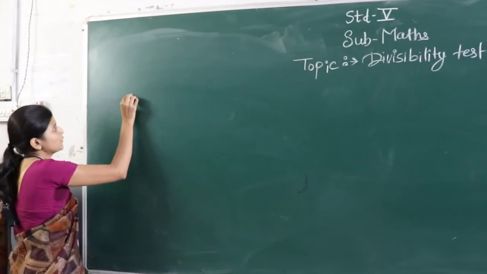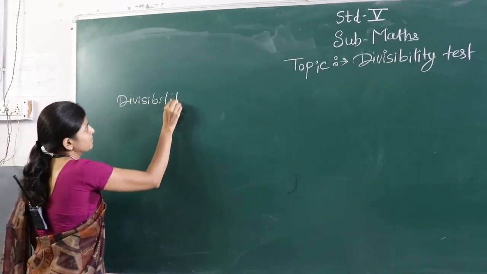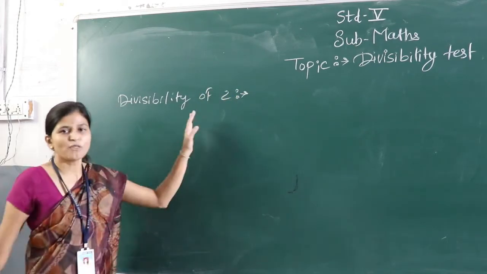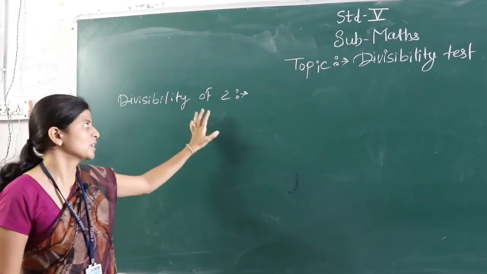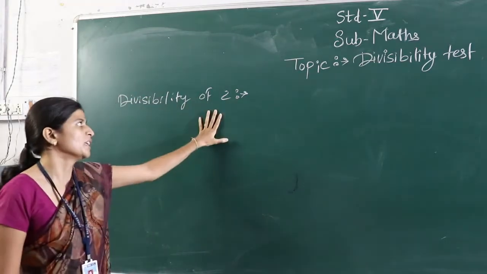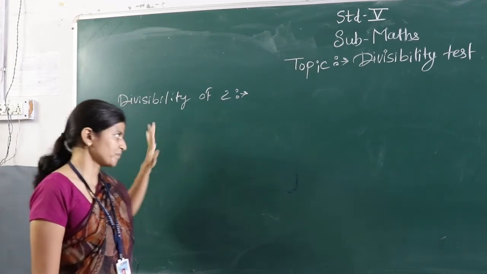First, divisibility of 2. डिविजिबिलिटी ऑफ 2 मीन्स कोई भी गिवन नंबर अगर वो 2 से डिवाइड है मीन्स दिस इज डिविजिबिलिटी ऑफ 2. The number is divisible by 2. This is the divisibility test of 2.